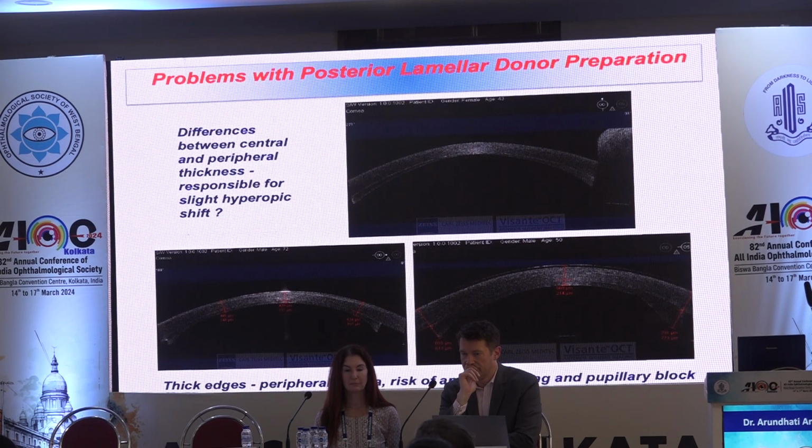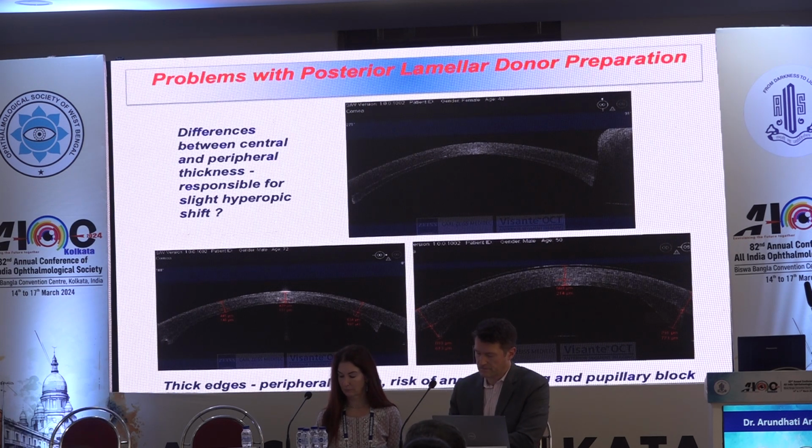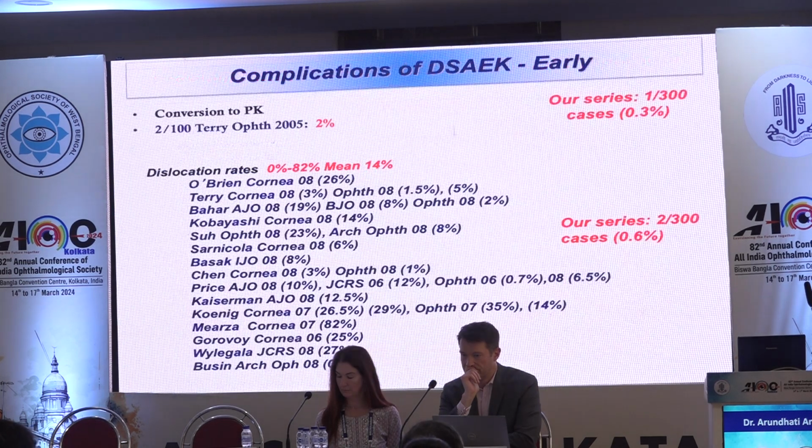There is always some problem with posterior lamellar donor preparation, because when the cut is created, there is a difference between the central and peripheral corneal thickness, which is also responsible for some of the hyperopic shift. These thick edges, especially in our Asian eyes, can sometimes be challenging, resulting in angle crowding and pupillary block. But with thinner donors, these problems can be mitigated, and of course with DMEK, this does not arise at all.